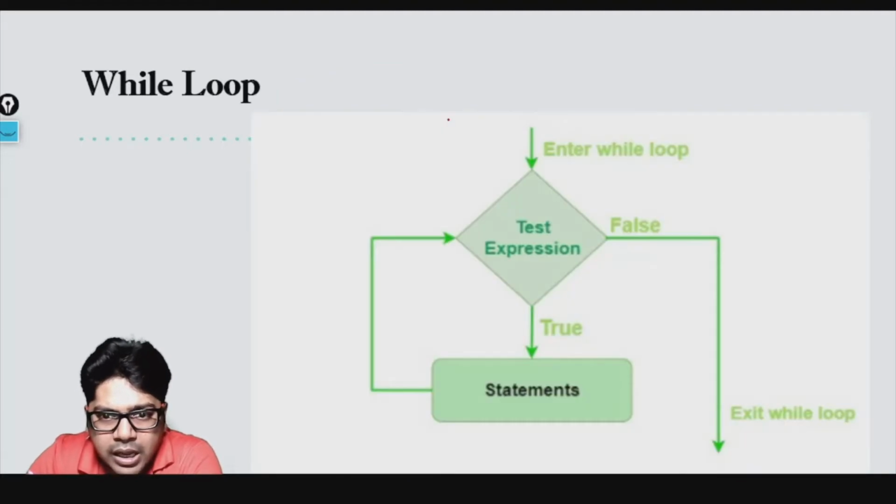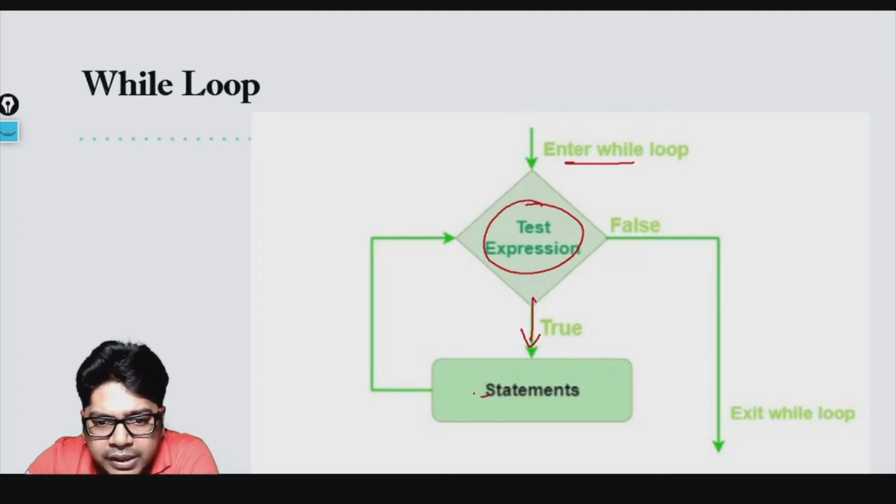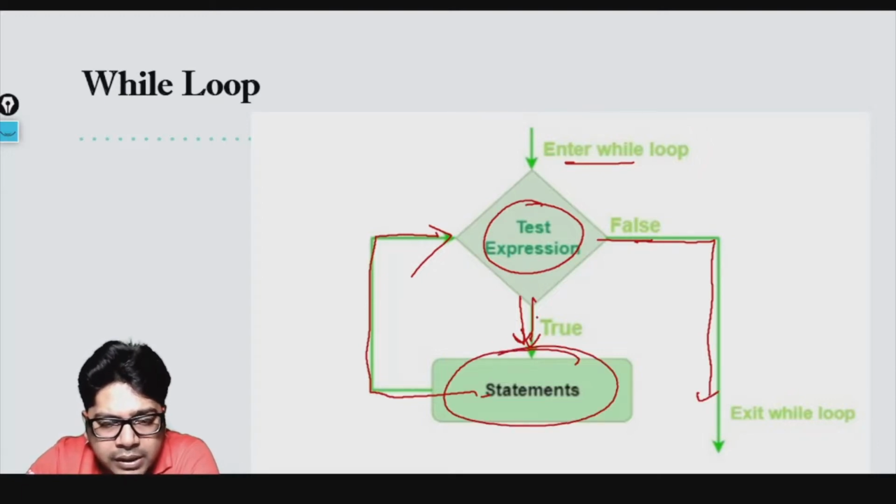Now look at the flow chart. Here you see enter while loop, and you are checking for the condition. If the condition is true, then you execute the statement, and after the statement has been executed, you check the condition again. If the condition is true, again you will do this. If the condition becomes false, then you follow this path, which is the exit while loop. You do not execute this block, which is a part of the while loop.